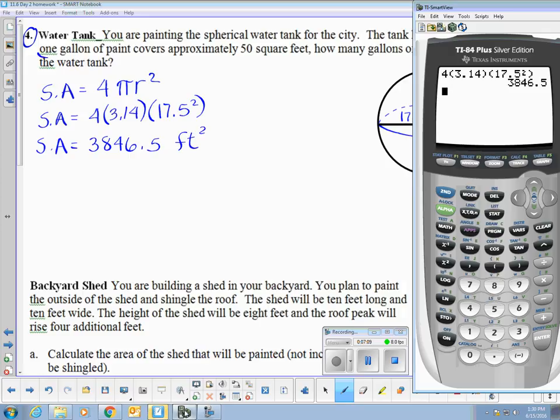Now what I notice is that 1 gallon of paint covers 50 square feet. So the question is how many gallons do I need altogether? So how many 50s will go into this amount right here? So to find the amount of paint cans, I need to take 3,846 and a half, divide that by 50, and that will give me the number of gallons I need to purchase. So there's my answer in the calculator. Divide that by 50. And so I'm going to need to buy 77 cans of paint.